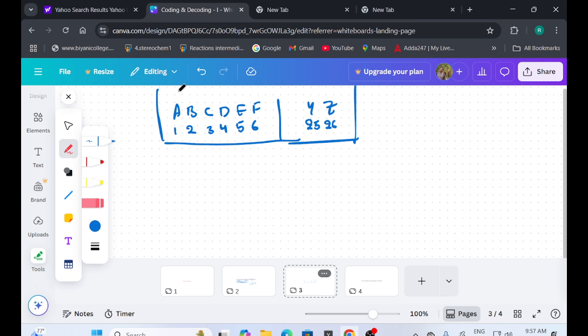Okay. Now, apart from that, there are two letters in English which have a tail. One of them is G and one of them is Q. G is 7 and Q is 17.